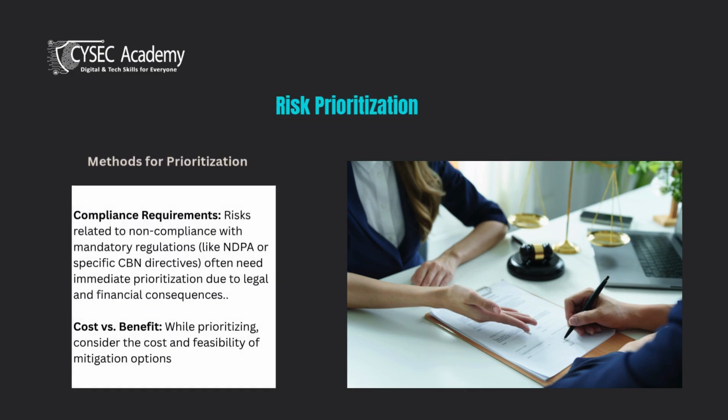5. Compliance requirements. Risks related to non-compliance with mandatory regulations like NDPA or specific CBN directives often need immediate prioritization due to legal and financial consequences. 6. Costs versus benefit. While prioritizing, consider the cost and feasibility of mitigation options, linking back to risk treatment options from Module 3. Focus on treatments that provide the most significant risk reduction for a reasonable effort or cost.